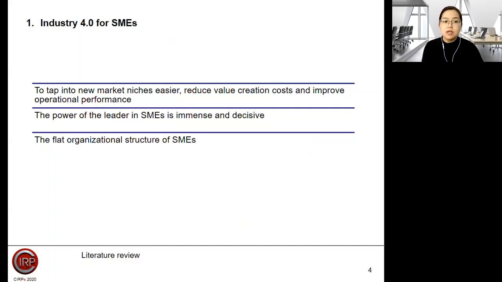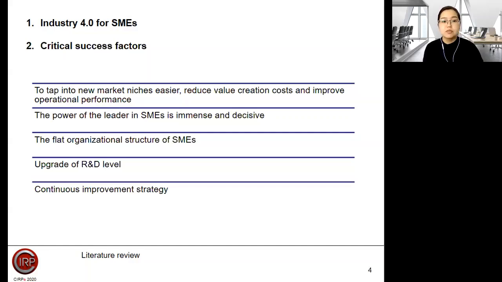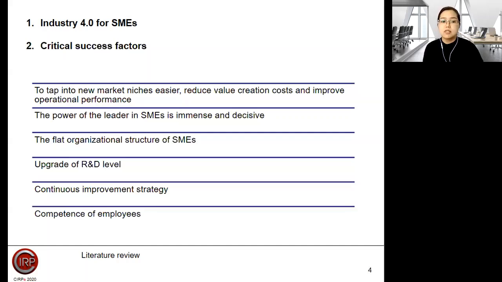And mentioning some critical success factors, during the literature review we found that one of the main critical success factors for small firms is upgrading the R&D level in order to meet new demands and offer additional value to their customers, as well as a well-developed strategy with a realistic, business-oriented investment plan. Another critical success factor is the competence of employees, because Industry 4.0 entails modifications of the skill set of employees, so they require constant support through training.